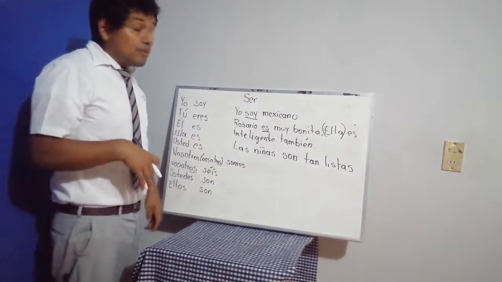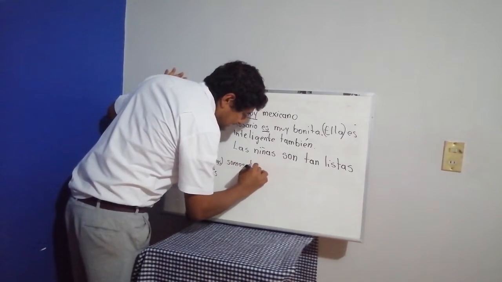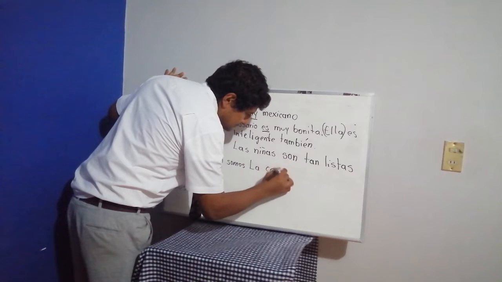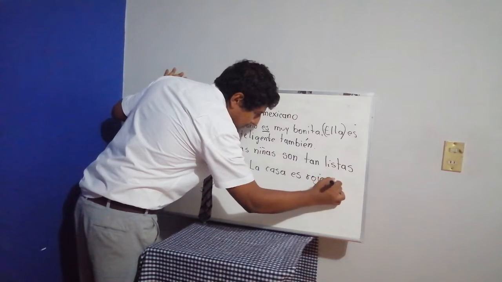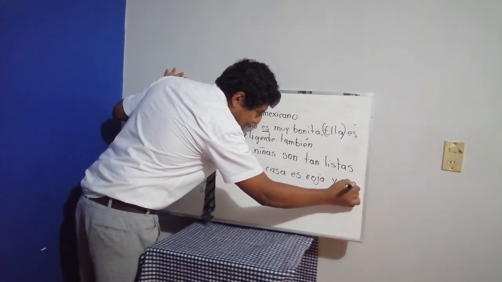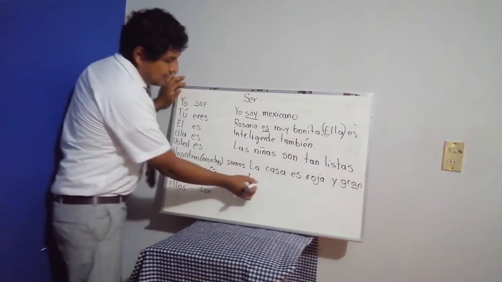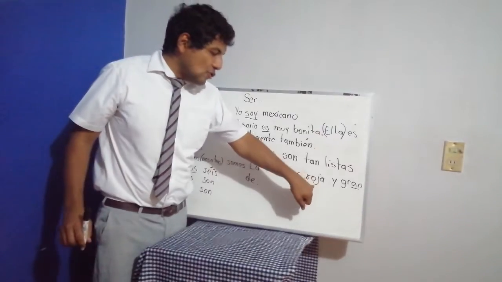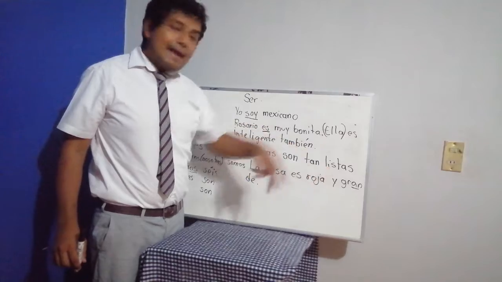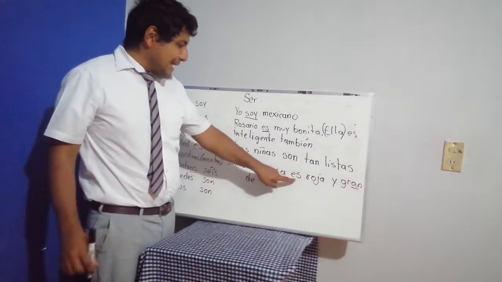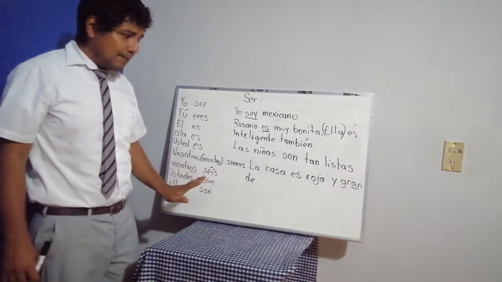For example, probably now we have a house, for example, la casa es roja y grande. Sorry for that. Okay? La casa es roja y grande. The house is red and big. Okay? Es, the verb to be. That means that now it is roja.